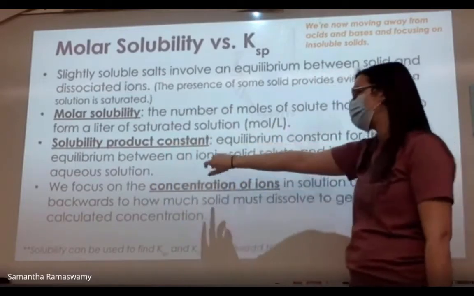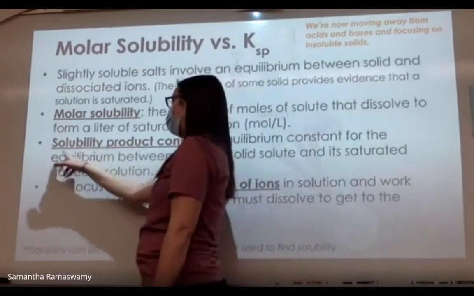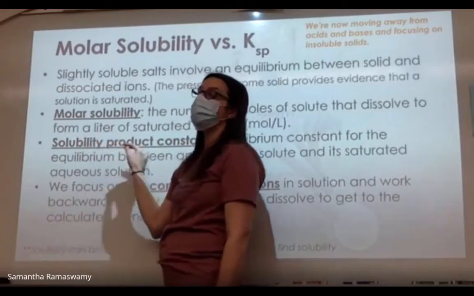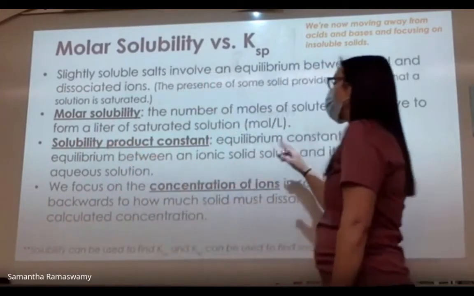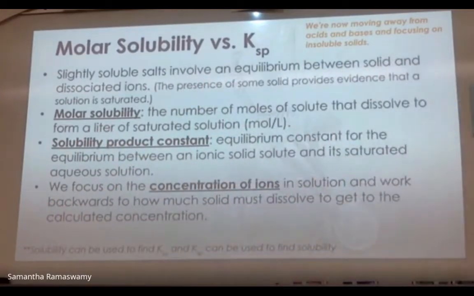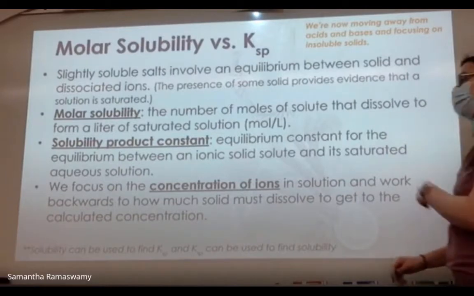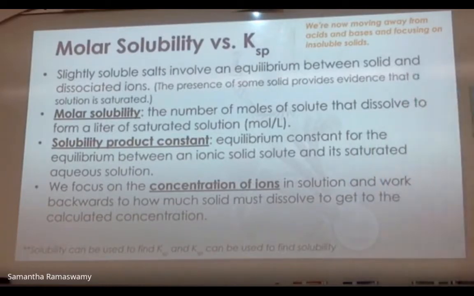Solubility product constant, solubility product, Sp. That's where we get Ksp. Ksp is the equilibrium constant for equilibrium between a solid and its ions. So we focus on the concentration of ions in solution, and based on how many ions we have, it tells us how much solid dissolved. We're going to look at finding Ksp, and we're going to look at finding molar solubility.